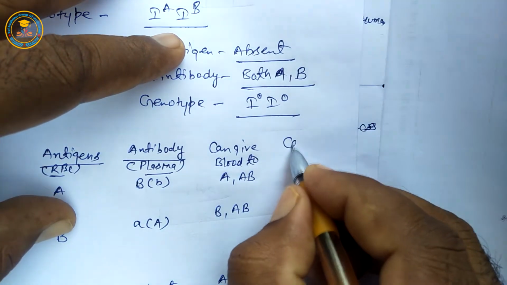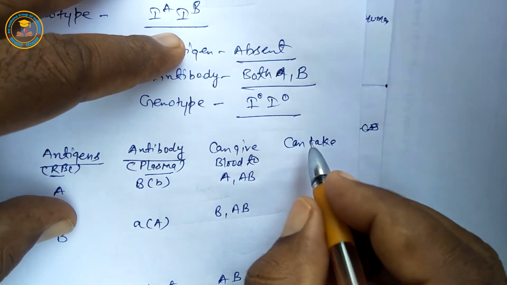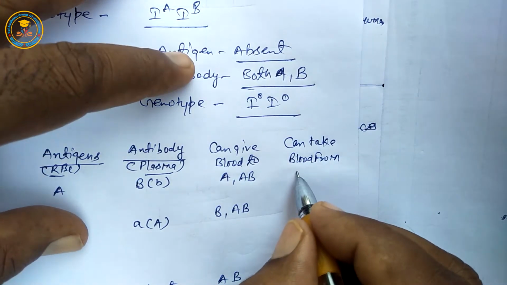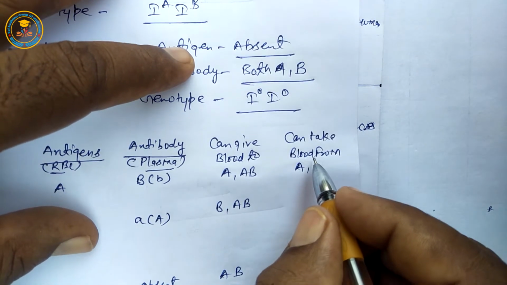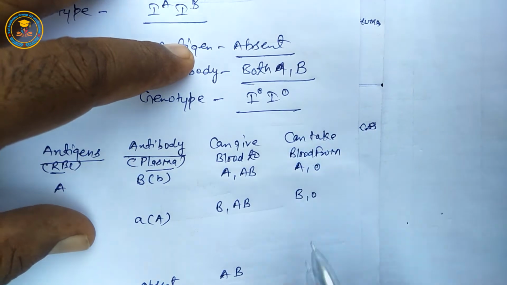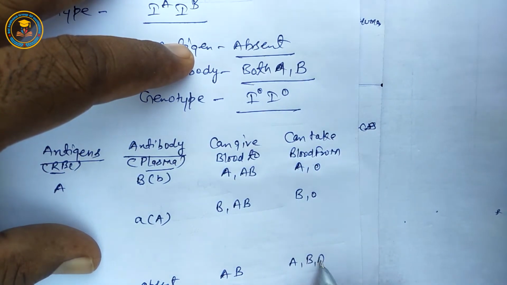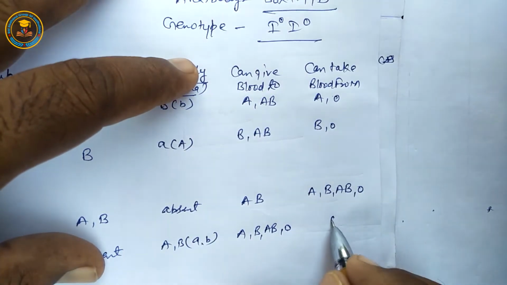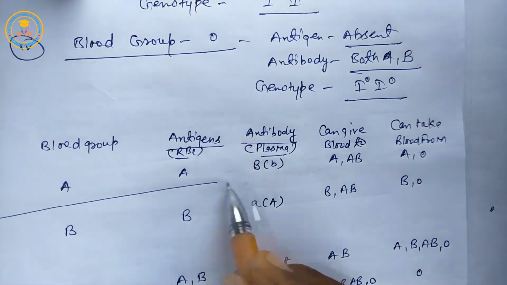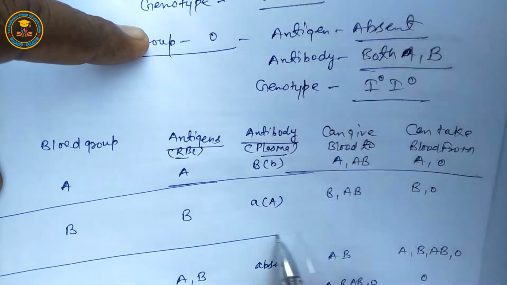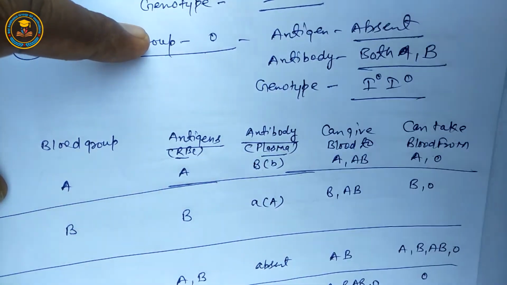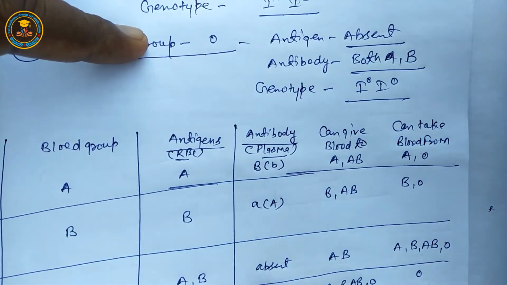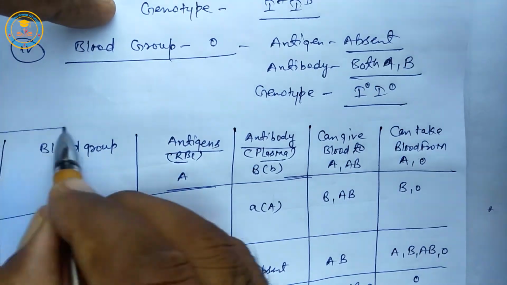Next, can take blood from: A, O; B, O; A, B, AB, O; and only O. So blood group O is the universal donor, and blood group AB is the universal receptor.